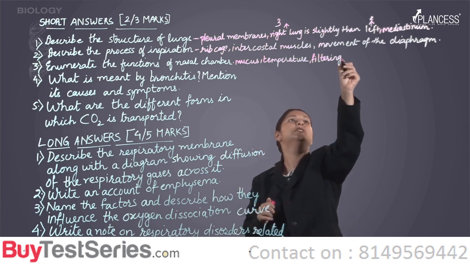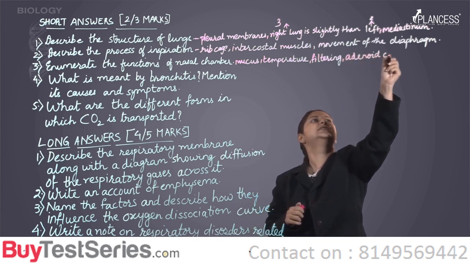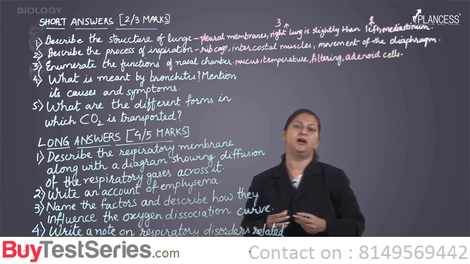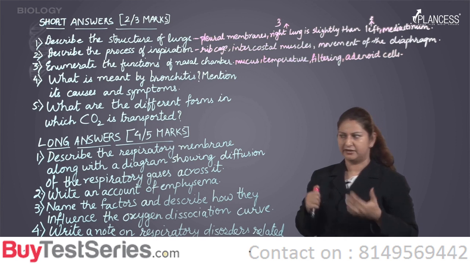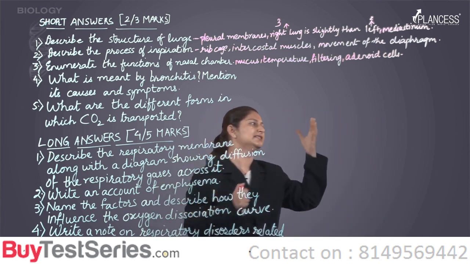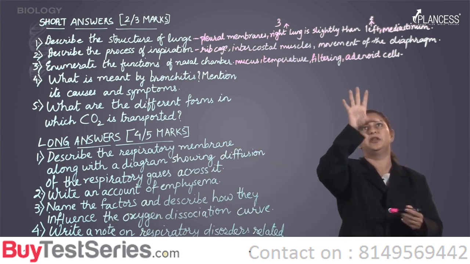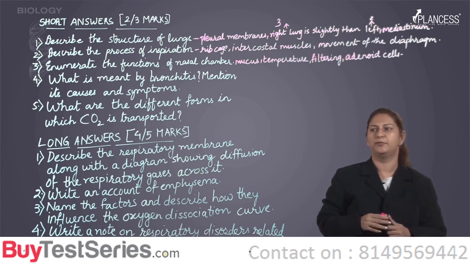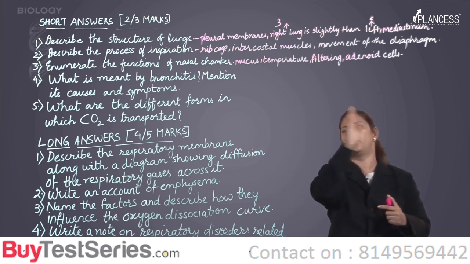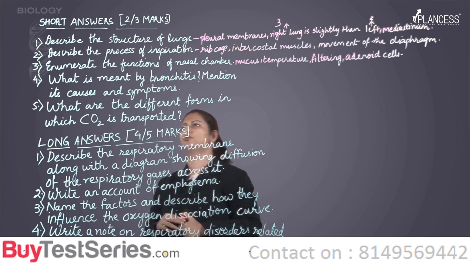Then you need to mention the adenoid cells. Now these adenoid cells are antibacterial. They kill the bacteria that enter the nasal chambers, and these adenoid cells are part of the pharyngeal tonsils. So the mention of adenoid cells is also very important when you're talking about the nasal chamber. So these points will take care of the functions of the nasal chamber. And then we move on to the next.